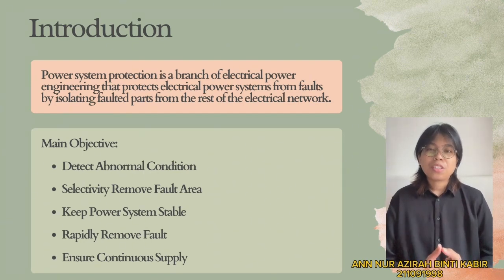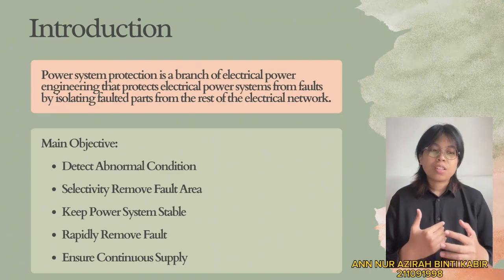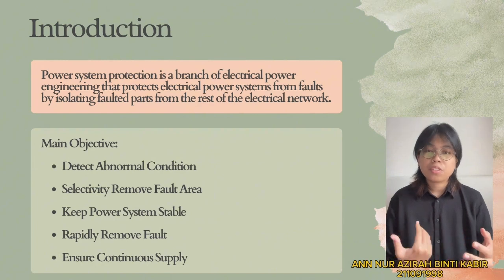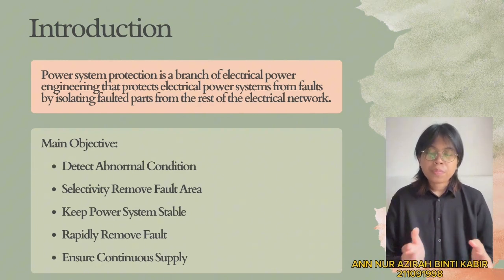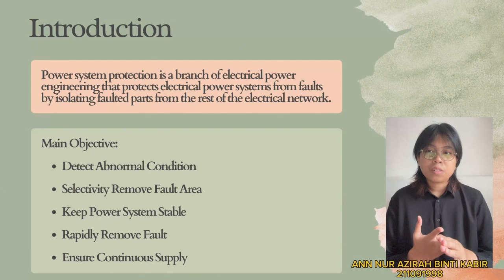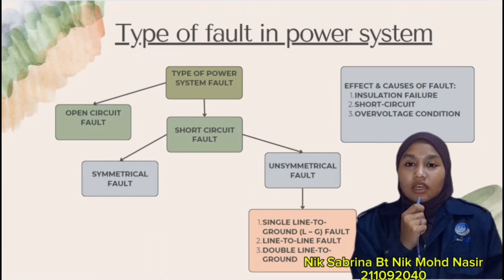Power system protection is a branch of electrical power engineering that protects the electrical power system from fault by isolating the faulted part from the rest of the electrical network. So the objective of power system protection is to detect abnormal conditions, selectively remove the fault area, keep the power system stable, rapidly remove faults, and lastly to ensure continuous supply.